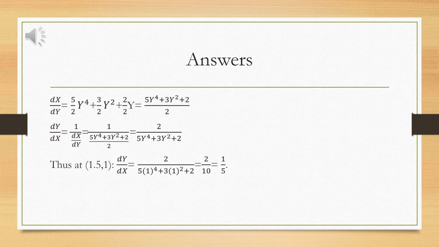Since dy by dx equals 1 over dx by dy, then dy by dx equals 2 over (5y to the 4 plus 3y to the 2 plus 2y). Thus, at (1.5, 1), dy by dx equals 2 over (5 times 1 to the 4 plus 3 times 1 to the 2 plus 2), which is 2 over 10 equals 1 over 5.